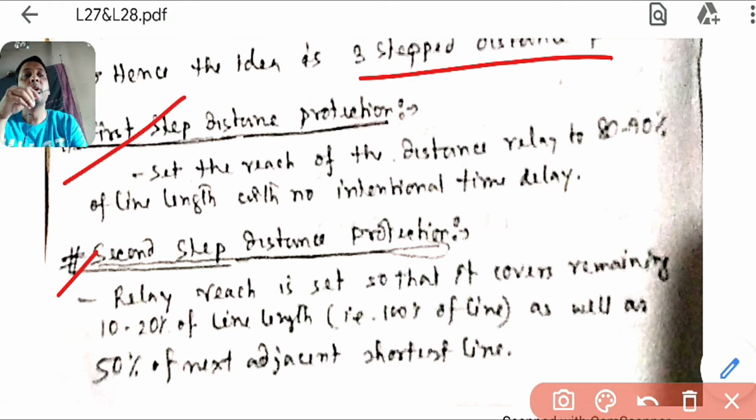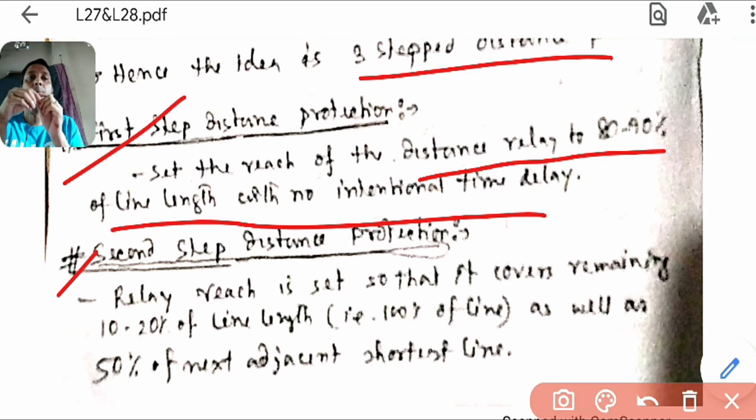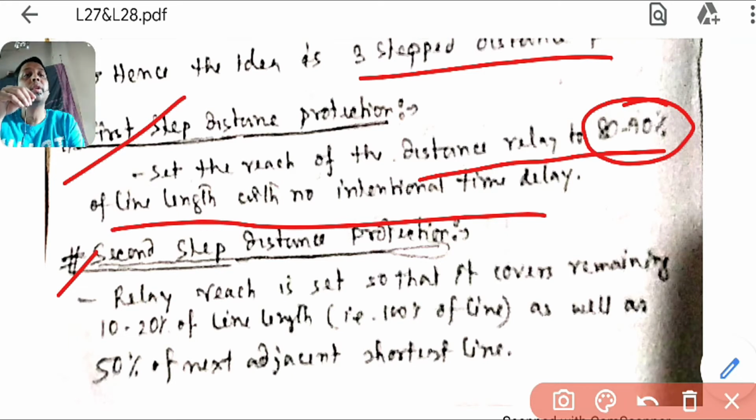So in the first step, what is it doing? The reach of the relay is not given the 100% of the line, but we are taking only 80 to 90% of this line, so that if it is under overreach also, it should not cross your 100% limits. So we are giving initial settings, that is your first step protection. Suppose the line is 100 kilometers, we will set it for 80 to 90 kilometers with no intentional time delay. Means if a fault is occurring between 80 to 90, it should trip immediately. There is no intentional time delay.